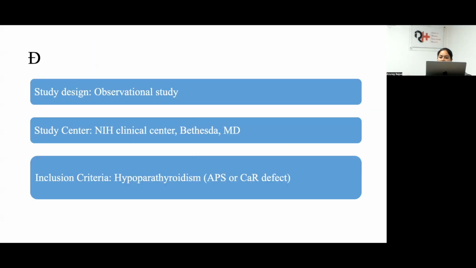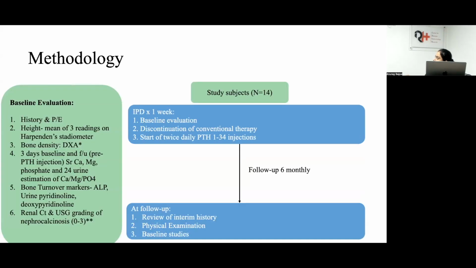So how was this study done? This was an observational study done at NIH Clinical Center, Bethesda, Maryland. It included all children with hypoparathyroidism due to APS or calcium sensing receptor defect who were genetically confirmed. The final cohort was about 14 children.